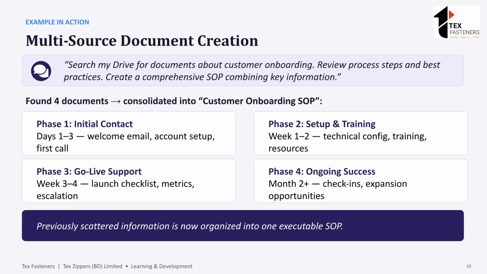Here's another practical example. Imagine that your customer onboarding information is spread across several documents in Google Drive. You can ask Gemini to search your Drive for documents about customer onboarding, review the process steps and best practices, and create a comprehensive SOP combining the key information. In this example, 4 documents are consolidated into one customer onboarding SOP. The information is organized into 4 phases: initial contact, setup and training, go-live support, and ongoing success. Previously scattered information is now organized into one executable procedure.